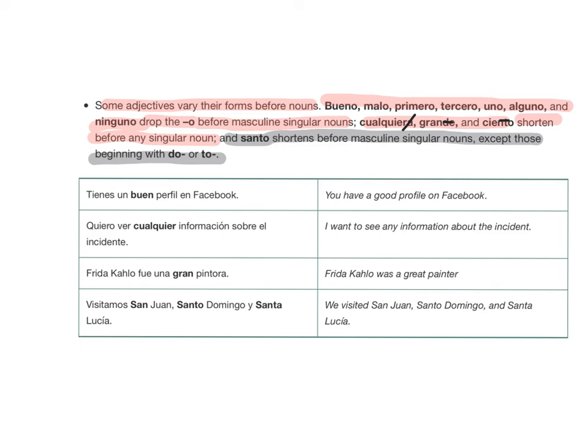Let's look at some examples. Tienes un buen perfil en Facebook. So because I have buen before the noun, I can shorten bueno to just buen. You have a good profile on Facebook. Quiero ver cualquier información sobre el incidente. So cualquiera, because it came before the noun, got shortened to cualquier. I want to see any information about the incident.